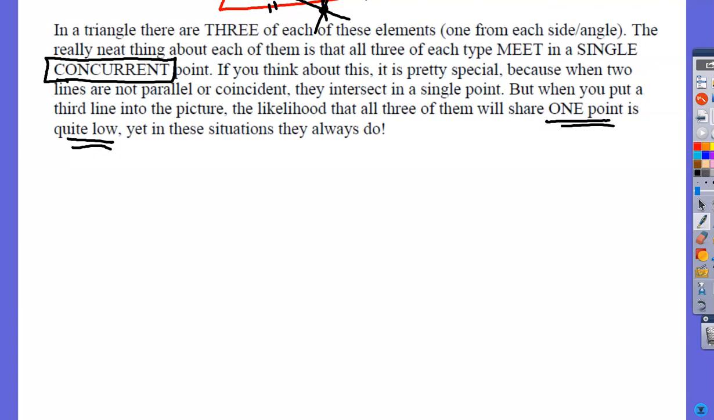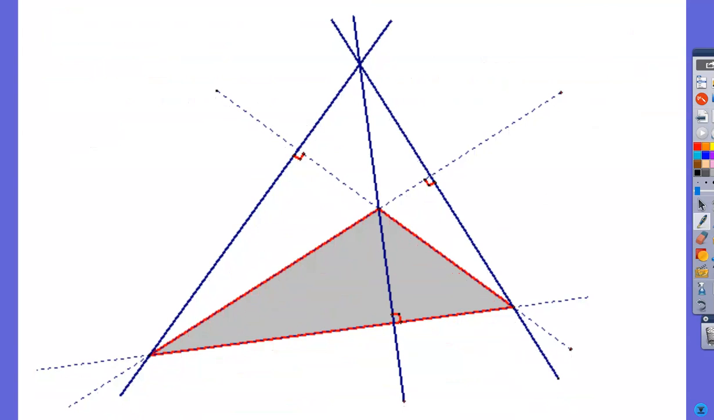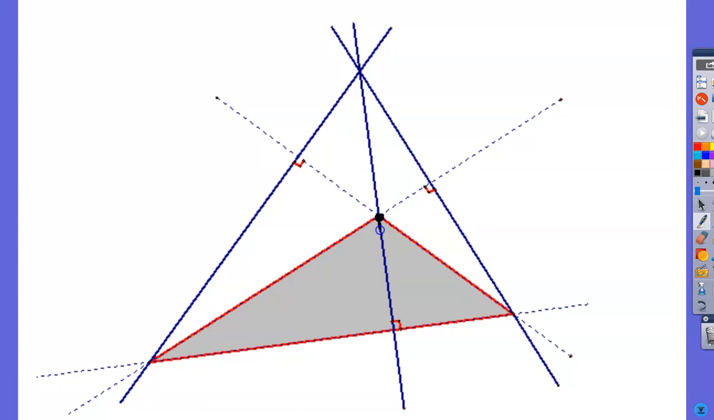So I just wanted to look at what that looks like, because these do have some important pieces to them. So here you go. Here's all the altitudes. So there's that altitude here, but I had to extend it. This one's altitude is outside because that's an obtuse angle. Here they are, they're meeting. This is called an orthocenter.